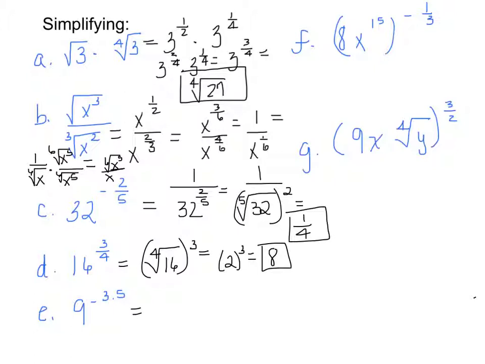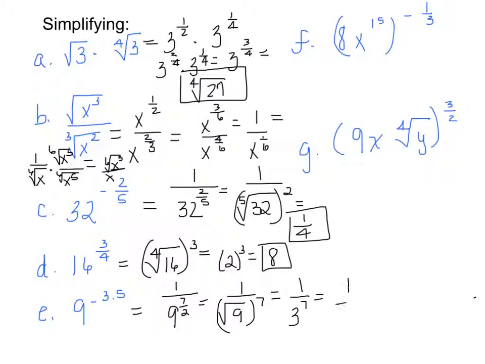Now for this one, it's going to be 1 over, remember 3.5 is 7/2. I'm going to convert it to be the square root of 9 raised to the 7th power. The square root of 9 is 3. And I know that's a big number, but 3 to the 7th power is 2,187. Don't worry, you won't get one like this on your test or quiz.